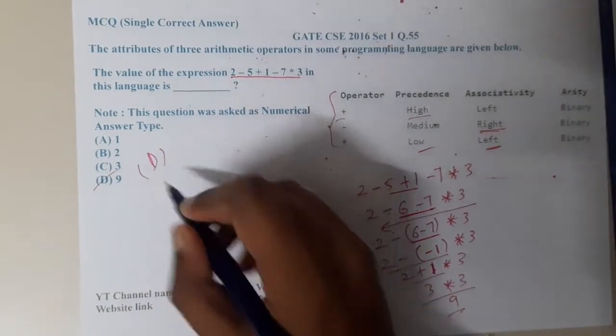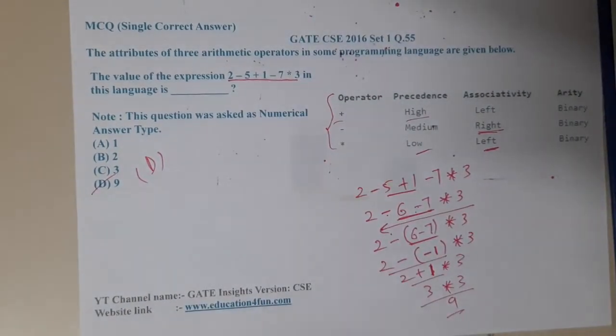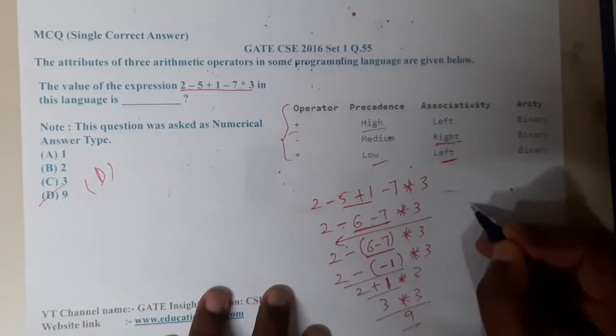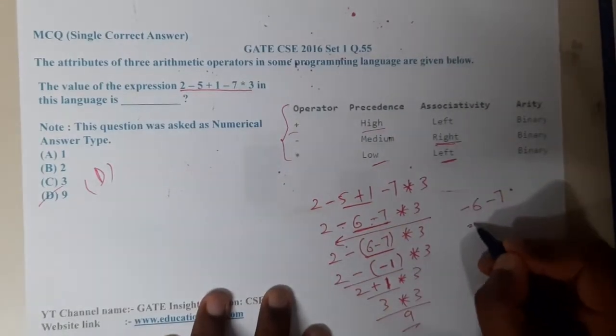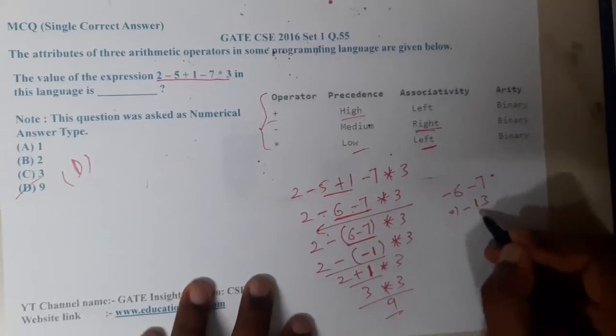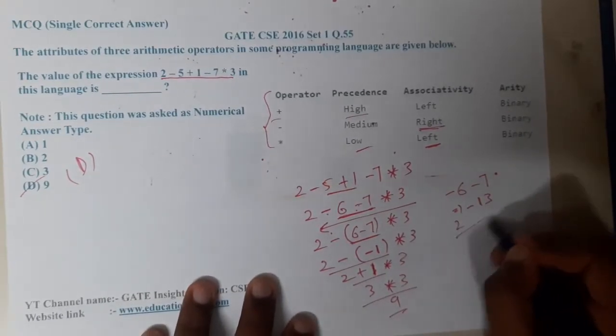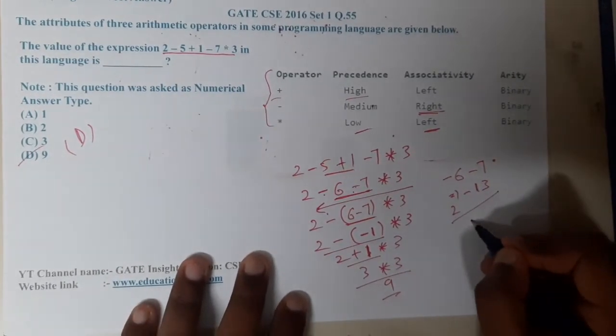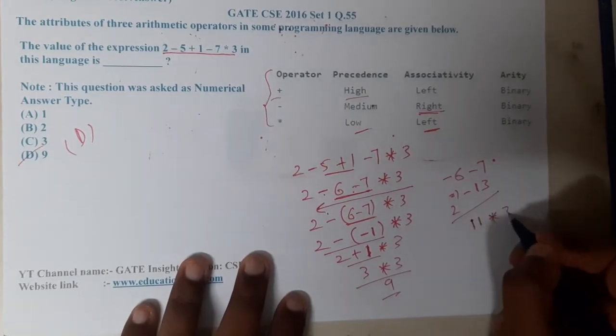Option D. A silly mistake which most of the students will make here is they will subtract, minus 6 minus 7. So what will be the result? The result will be minus 13. So minus 13 plus 2, what will be the result, guys? It will be 11. 11 into 3, 33.